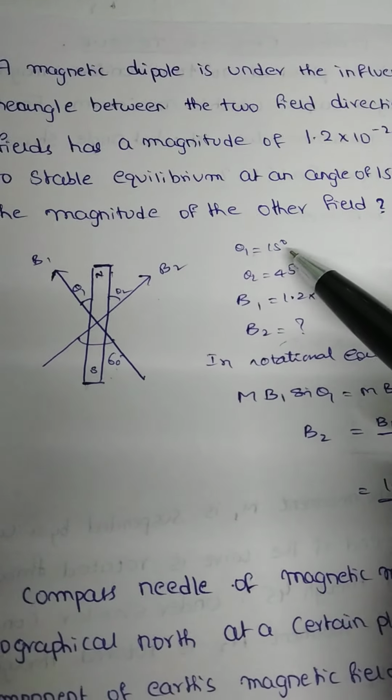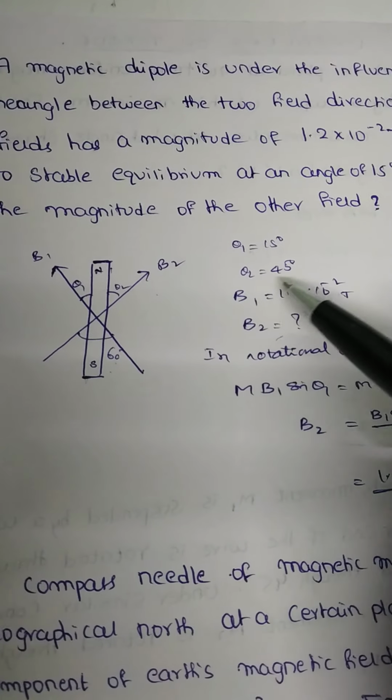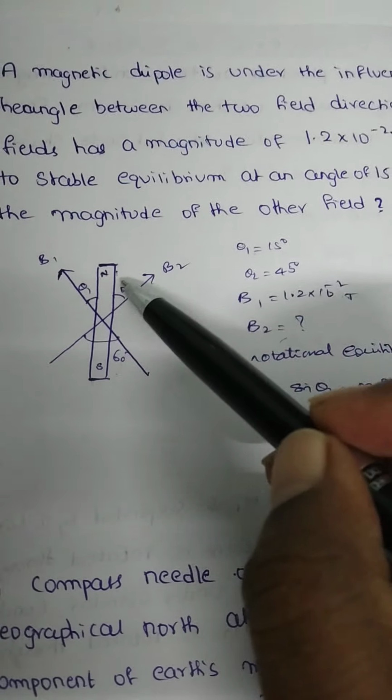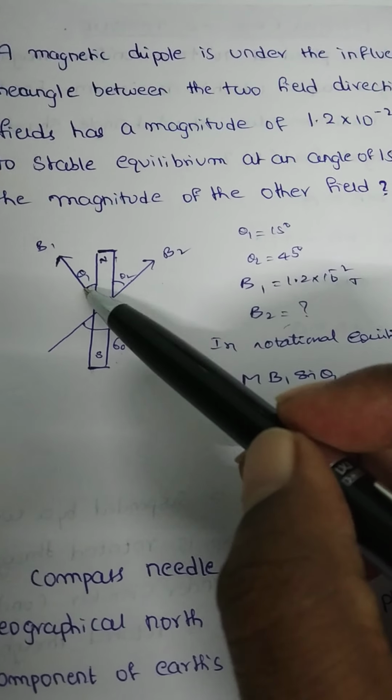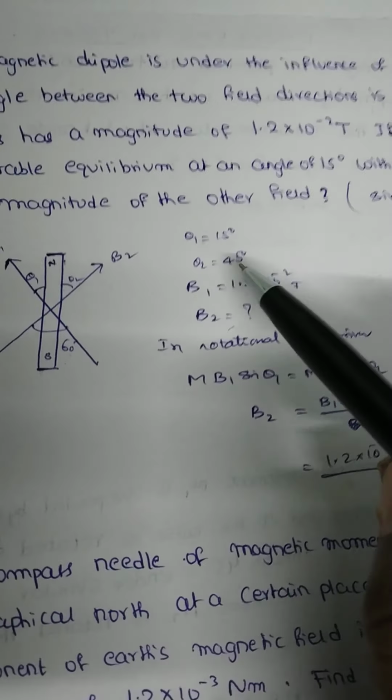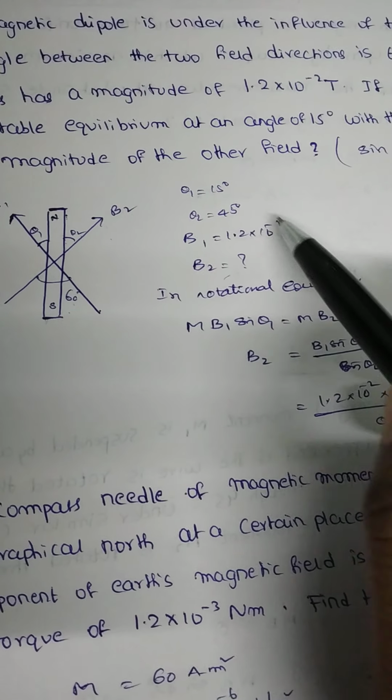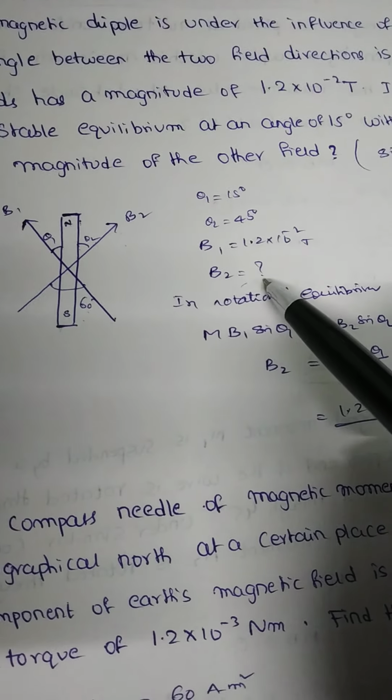So theta 1 is given as 15 degrees, and theta 2 is 45 degrees, because the total angle between B1 and B2 is 60. 60 minus theta 1, 60 minus 15, is equal to 45. Theta 2 equal to 45 degrees. B1 is equal to 1.2 into 10 power minus 2 Tesla. We'll find the value of B2.